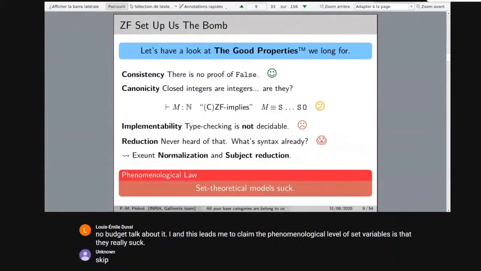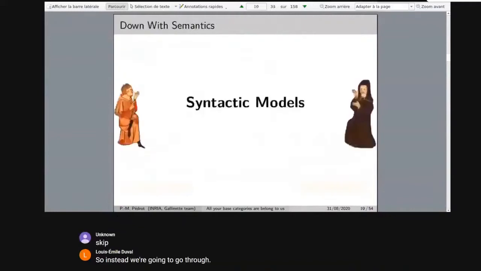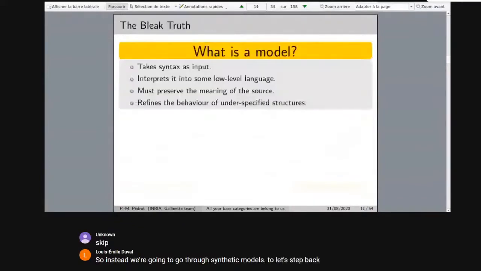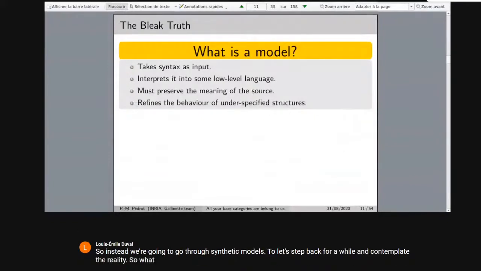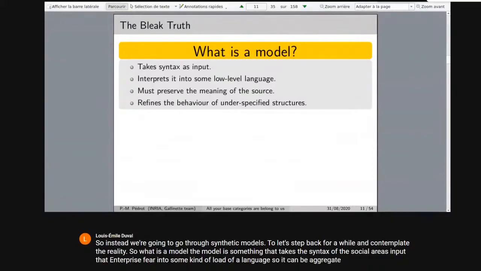So instead, we're going to go through syntactic models. So let's step back for a while and contemplate the reality. So what is a model? A model is something that takes the syntax of the source theory as input, that interprets that theory into some kind of low-level language, so it can be category theory, set theory, you name it.